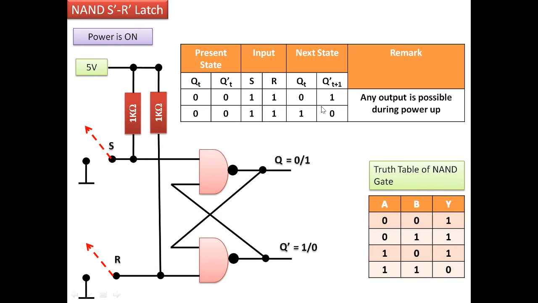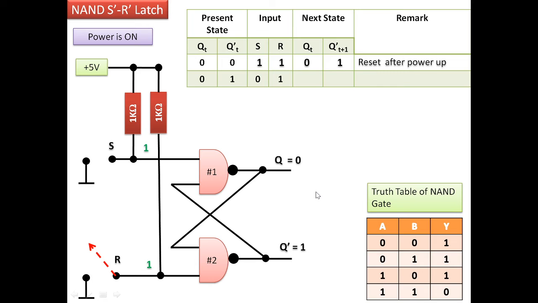So during power up, when you are switching on this circuit initially, any one of the outputs may be possible. In our case, if we want to analyze this circuit further, we will assume that the output will be either in the reset condition or in the set condition. Now let us analyze the other combinations.